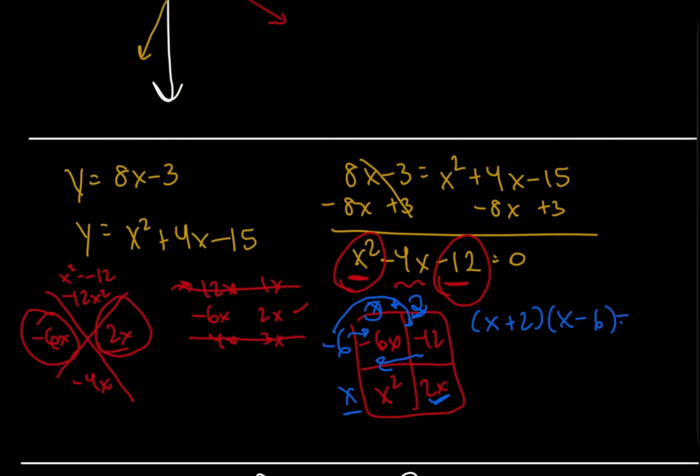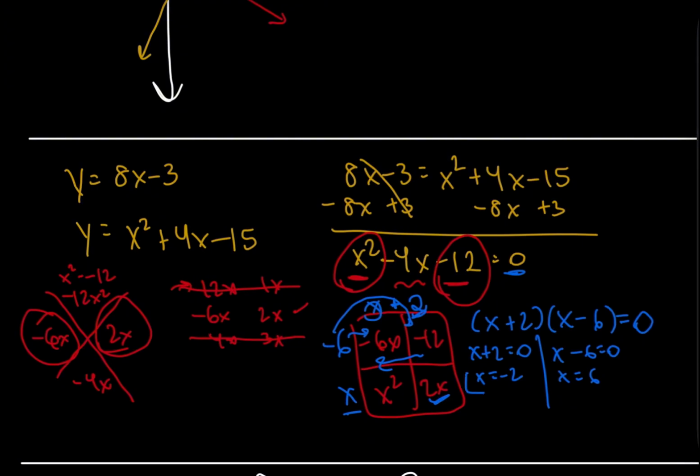And that's going to be equal to 0, because again, it's a quadratic. And then we're just going to solve. So x plus 2 equal to 0 is going to give us negative 2, because negative 2 plus 2 is going to give us 0 because they cancel each other out. And the same thing for x minus 6 equals 0. That's going to give us x equals 6 because 6 minus 6 is just 0.